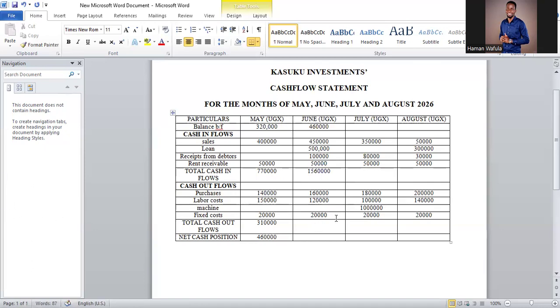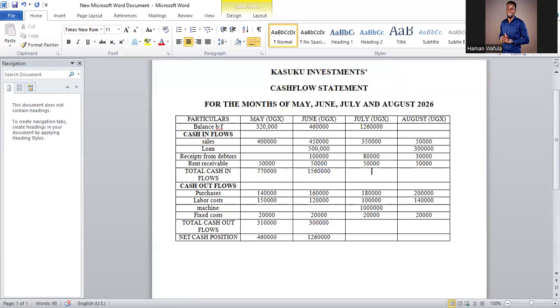Then total cash outflows, that is 280, so this is 300,000. Subtract total cash outflows from total cash inflows for June. We shall have 1,260,000. So this will become the opening cash balance brought forward for the next month. This is July, 1,260,000.